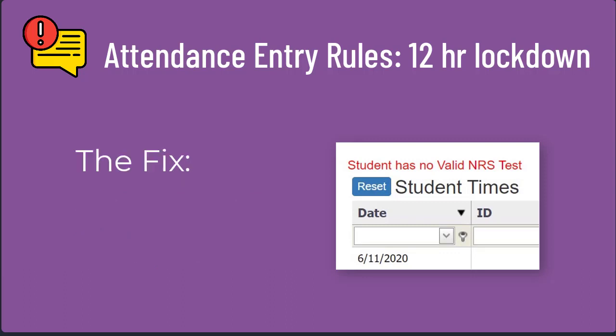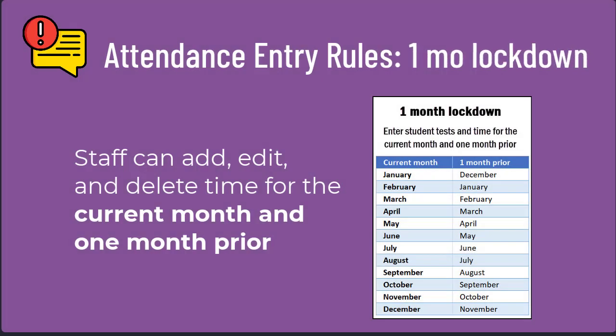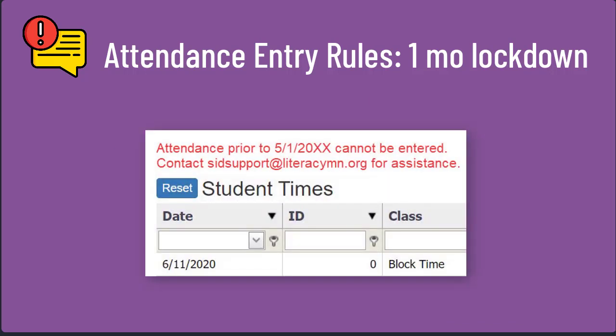So how do you fix that? The student should be pretested immediately. After the score is added to SiD, you can resume entering attendance for the student. There's also a guideline called the 1-month lockdown. Program staff can only add, edit, and delete attendance for the current month and 1 month prior. You may see an error message that looks like this. Attendance prior to some date cannot be entered. Contact SiD support for assistance.